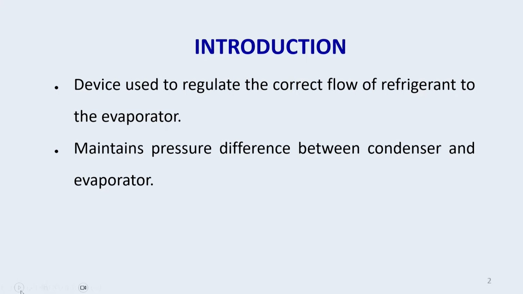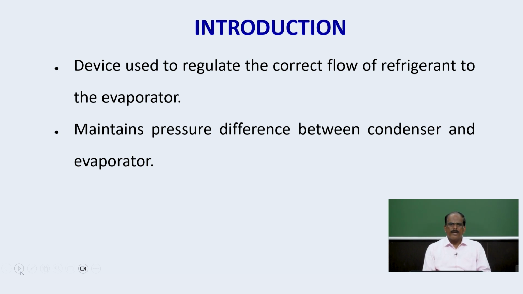We have already seen the different types of compressor, condenser, evaporator, their construction along with the working principle. And we have made some comparison between the different types, and also we have solved quite a few numerical problems. Now let us move to the fourth major component, that is the expansion device.